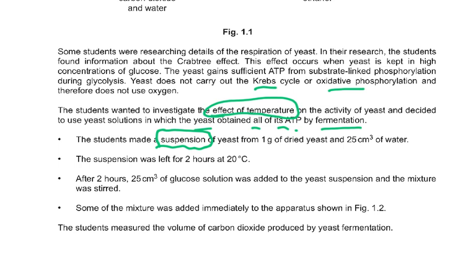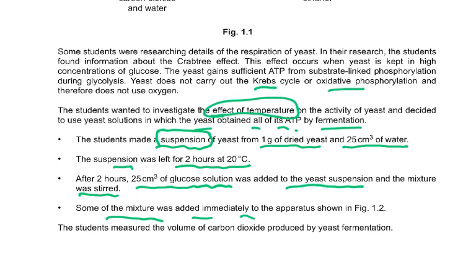So the students made a suspension of yeast from 1 gram of dried yeast and 25 cm cube of water. The suspension was left for 2 hours at 20 degrees Celsius. I always say you must know the difference between solution, suspension, and emulsion. After 2 hours, 25 cm cube of the glucose solution was added to the yeast suspension and the mixture was stirred. Some of the mixture was added immediately to the apparatus shown in figure 1.2. The students measured the volume of carbon dioxide produced by the yeast fermentation.